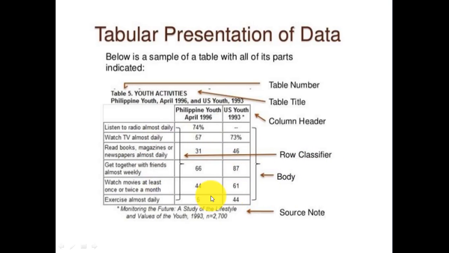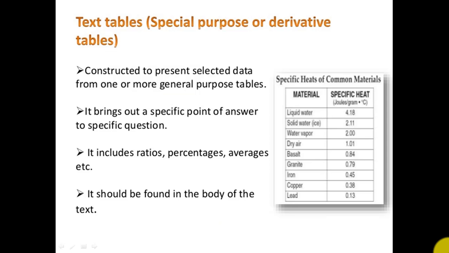Okay. Now, text table, special purpose or derivative tables. This type of table is constructed to present selected data from one or more general purpose tables. It brings out a specific point or answers specific questions. It is basically created to address a particular kind of need. It includes ratios, percentages, averages, etc. It should be found in the body of the text.